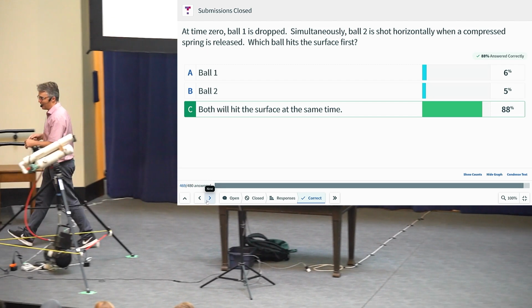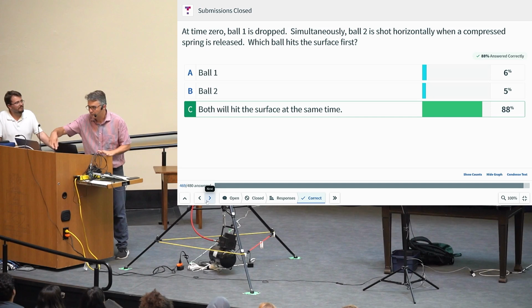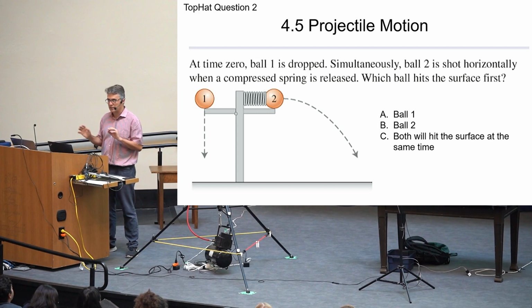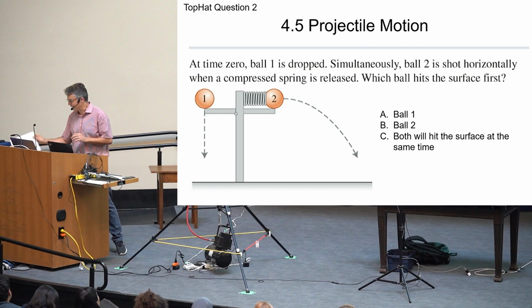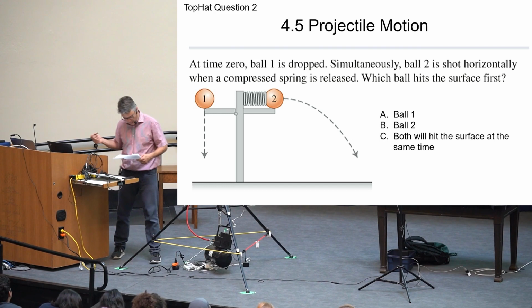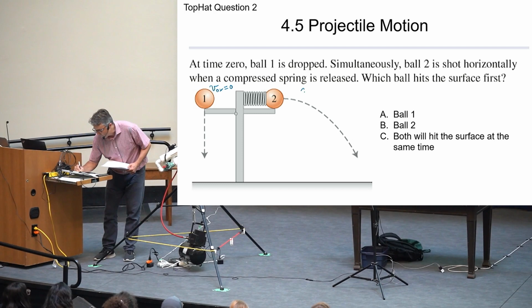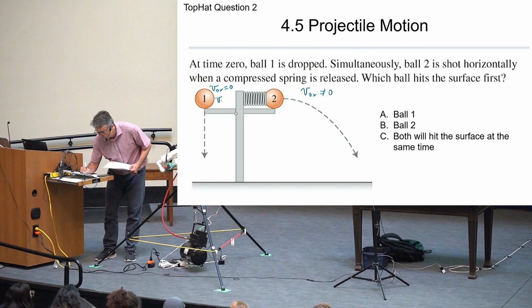So the point of this is that you can separate out your X and your Y components with projectile motion. And they have the same T, but they're not affecting each other. So the difference between ball one and ball two is that V0X is equal to zero in this case, and V0X is not equal to zero in this case. But V0Y is equal to zero in both, and it's only the Y component of motion that determines how long it's going to take to hit the ground, right?